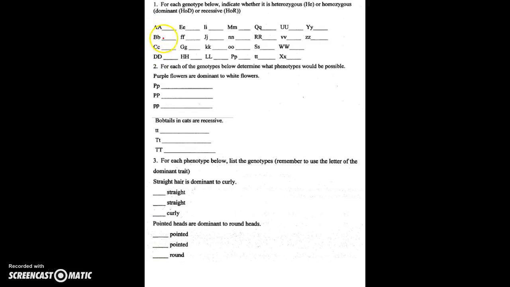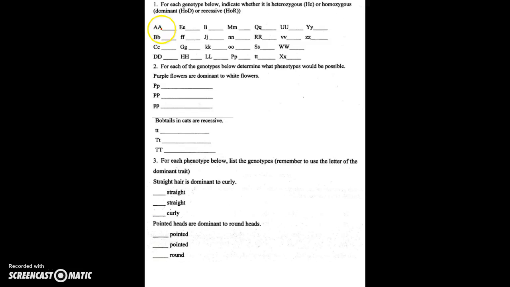These are our alleles. So you see all kinds of dominant and recessive alleles here. What we're going to do is indicate whether it's heterozygous, and remember heterozygous means different, or if it's homozygous. And remember homozygous means the same. And you can have two types of homozygous. You can have two dominants, which would be homozygous dominant, or you can have two recessive, which is homozygous recessive. So let's go through a couple of these.